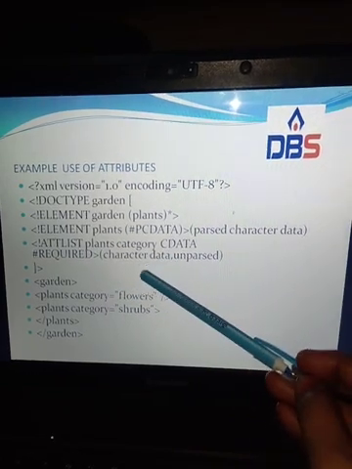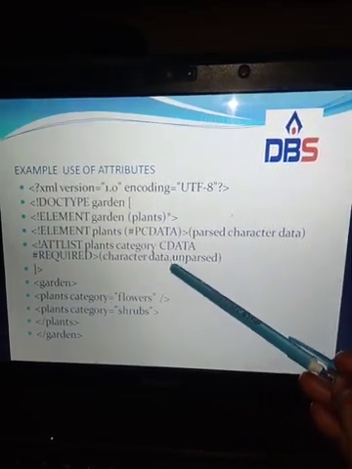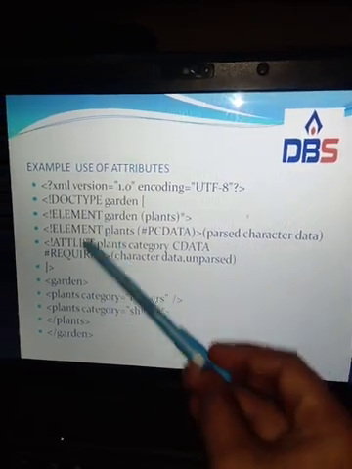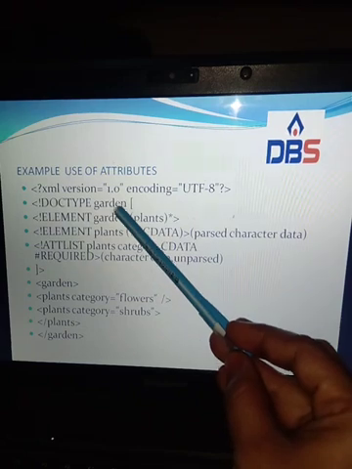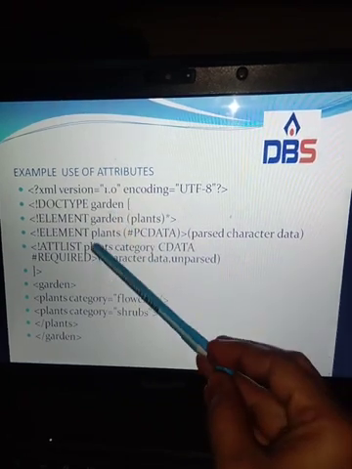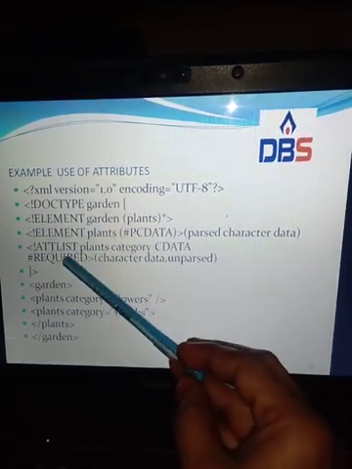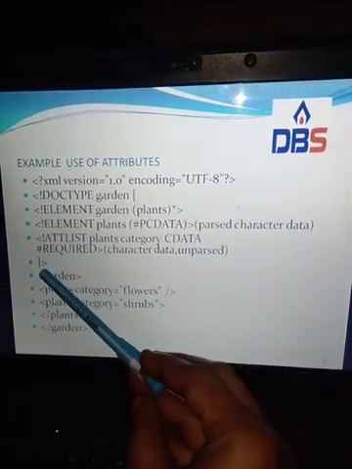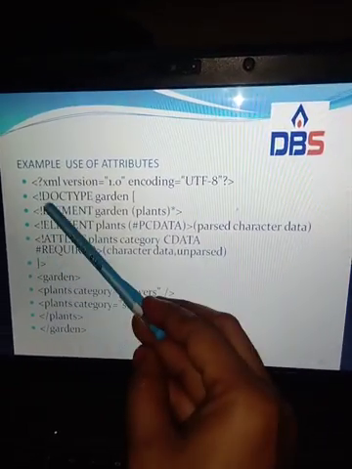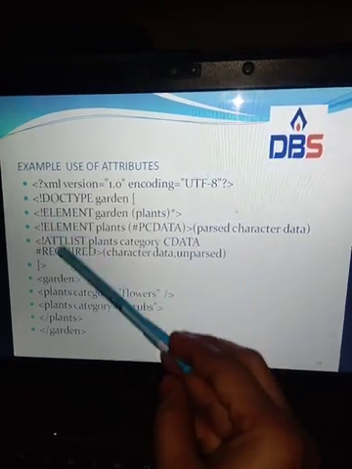CDATA means character data, unparsed. Next, what is the syntax? Here, square bracket open, in that document type garden. In that garden we have some elements and the attribute list. After that you have to close the square bracket. Here we close the doctype.